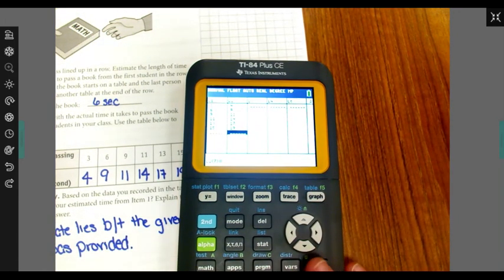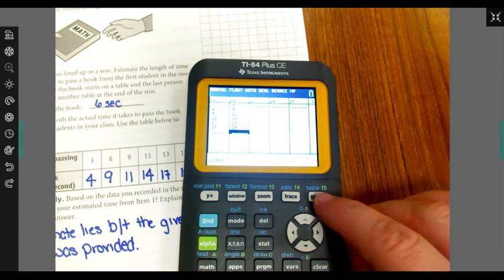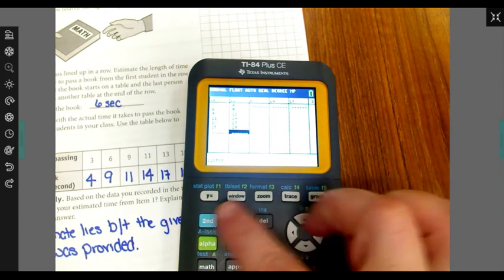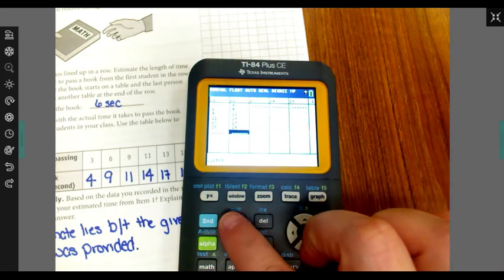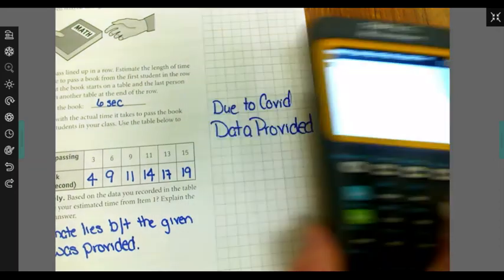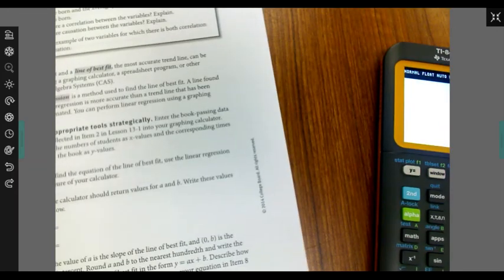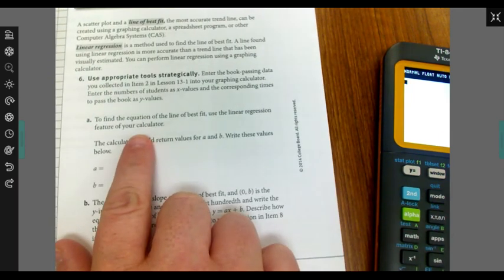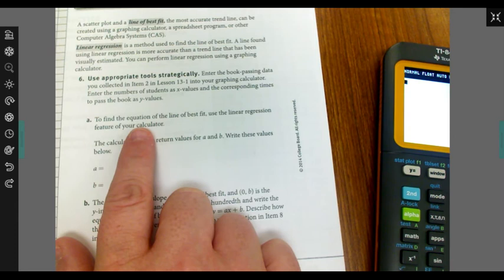Now what we're going to do is we are going to press second mode to get back to our main screen. So I've input my data. That was the first step, okay? It says to find the equation of the line of best fit, use the linear regression feature of your calculator.